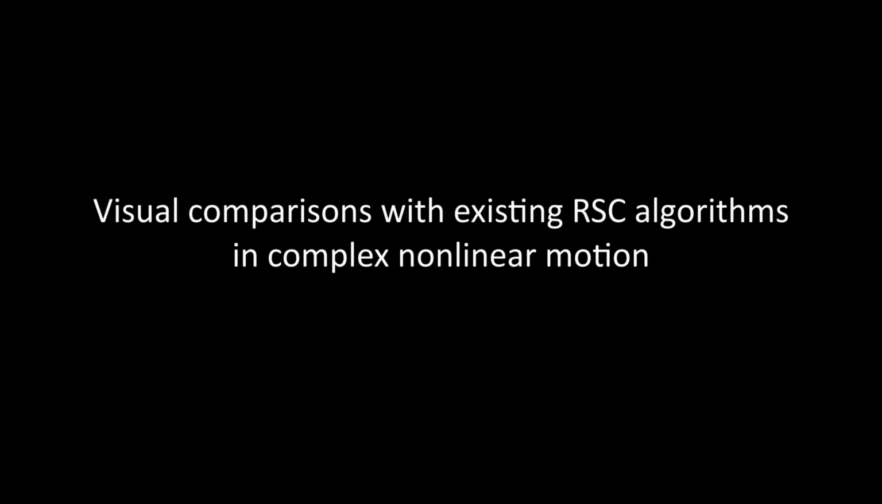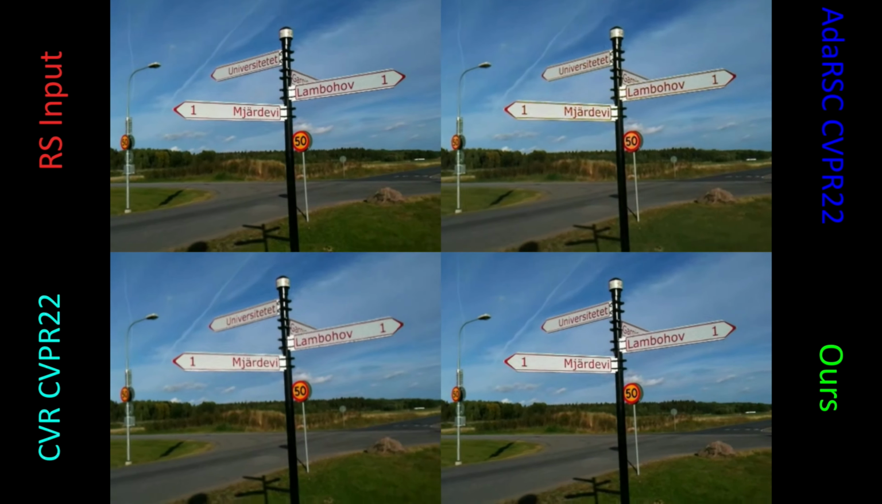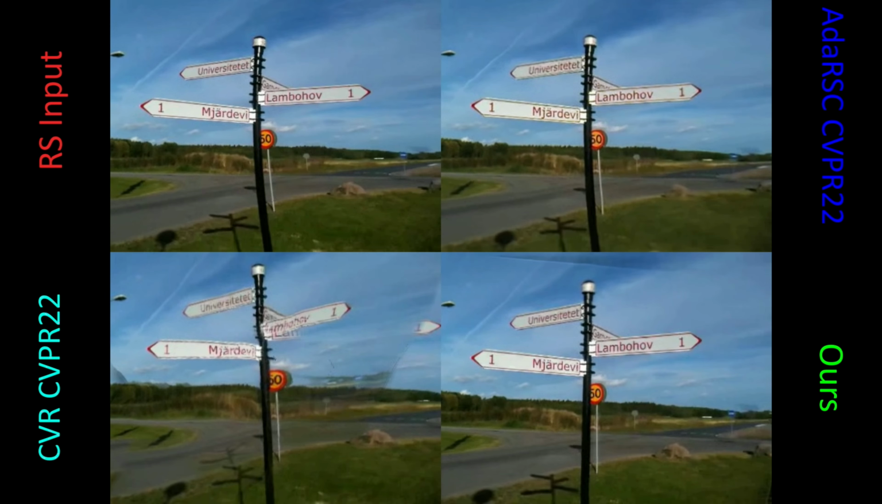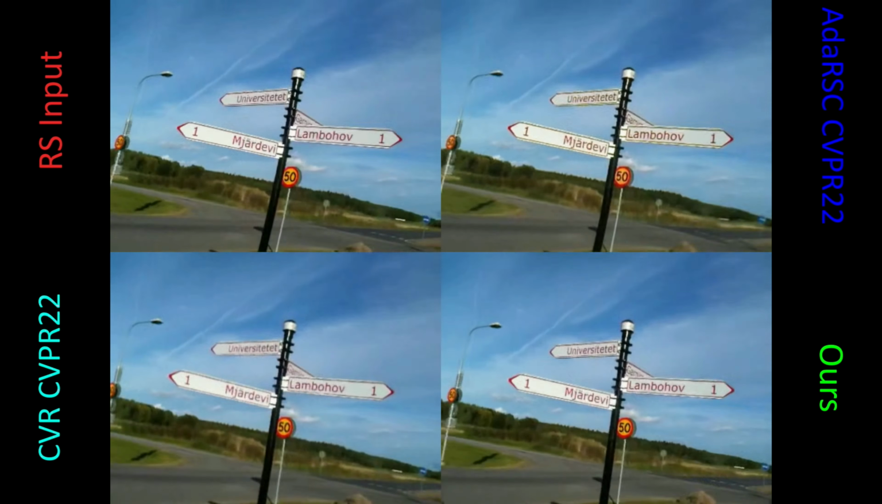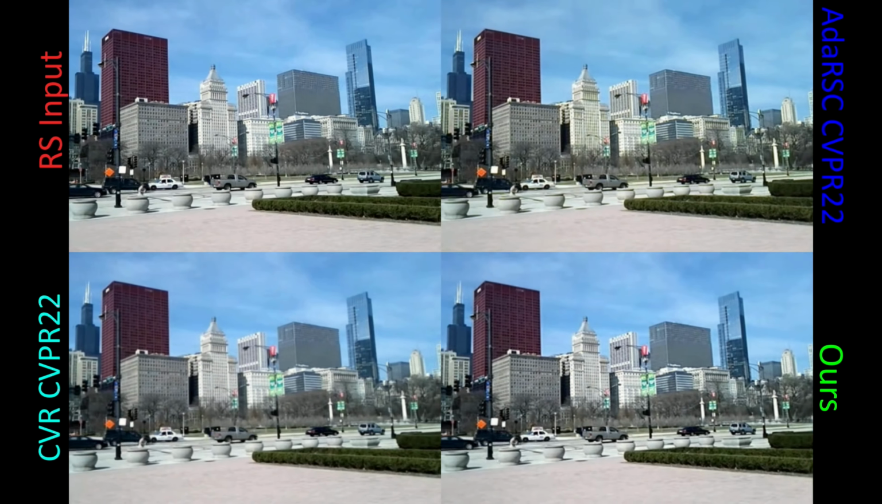Here we show more visual comparisons with existing RSC algorithms in complex nonlinear motion and dynamic occlusion scenes. Besides, we evaluate the ORB-SLAM2 augmented by the QRS motion solver on the TUM dataset.